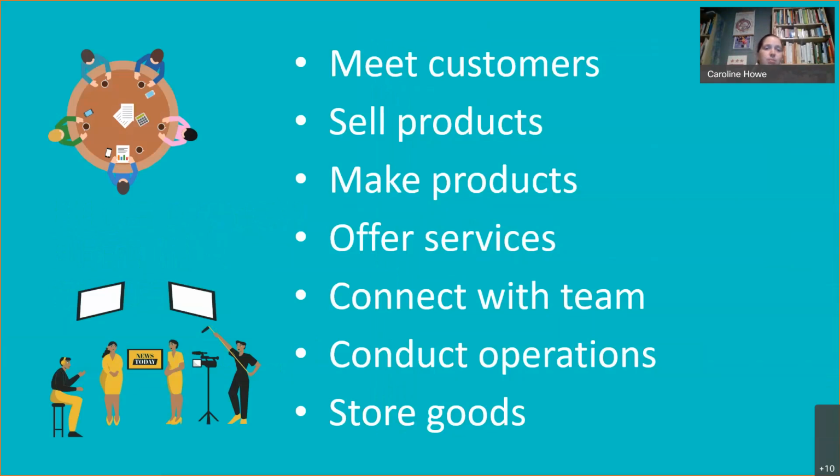We typically use spaces to meet customers, sell products, make our products, connect with our team, offer services, conduct our operations, whatever those look like, and store goods. So you may think you need an office that does all seven of these in one place. You may be able to meet those needs through a variety of shared spaces, whether that's co-working spaces or shared storage, or through a home occupancy permit, if that's possible for you, partnering with retailers to sell your products, and using, as we've learned in the past year, many digital tools to connect with your team. So before you feel like you need space to start your business, think about how you can be, in your very beginning of operations, thinking about what spaces will make the most sense for you.